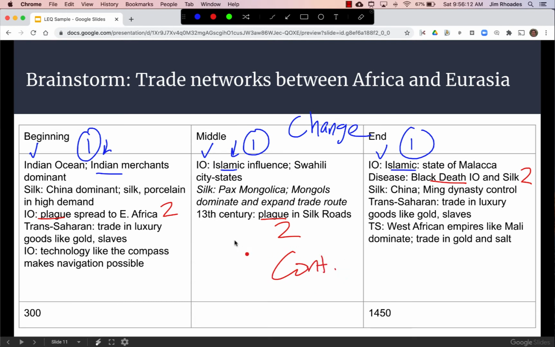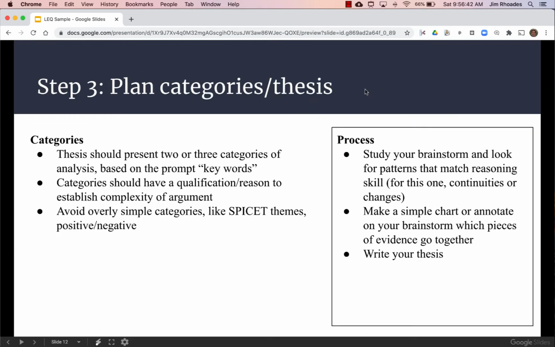Now notice for this one, I'm stepping back a little bit, and it is okay for me to say disease was spread on trade networks, and for me to have Silk Roads happening here and Indian Ocean happening here. I just felt like with this change, with the who's in control of the trade network, it needed to be the same trade network to show the change. So that's okay as long as I define that in the way I write about the trade networks, for instance, in my thesis. Here's a reminder of that process we just went over.